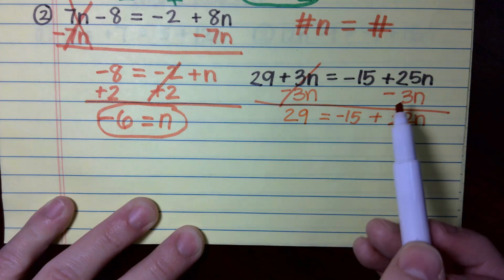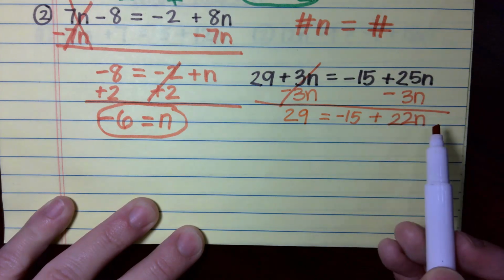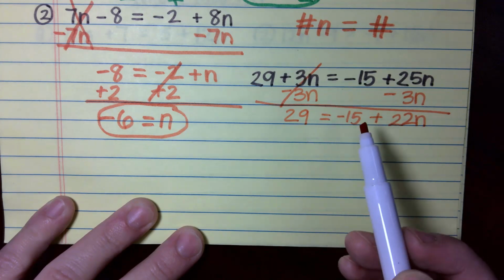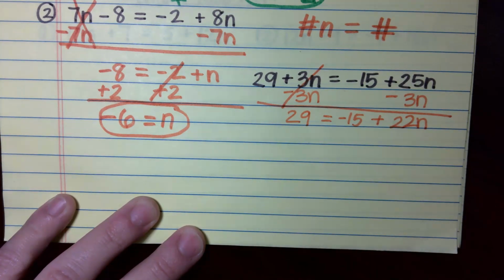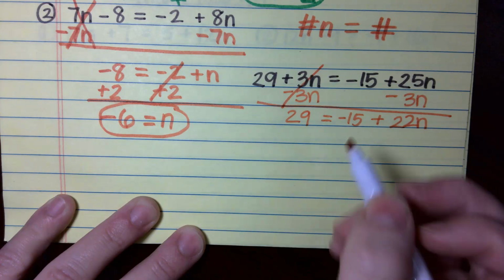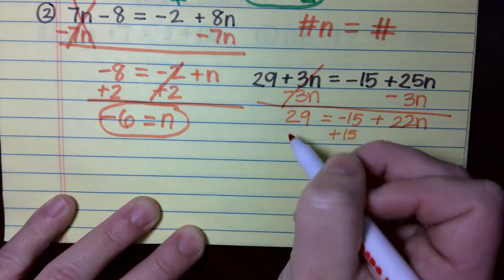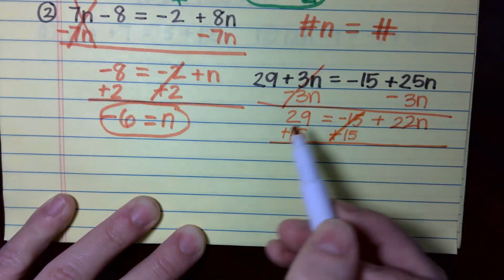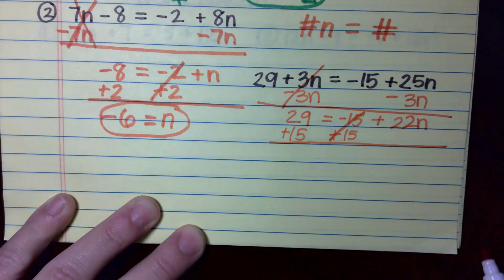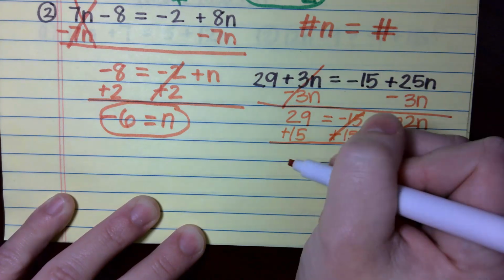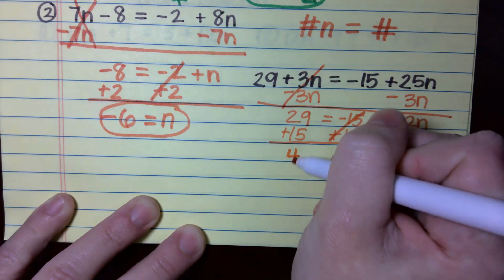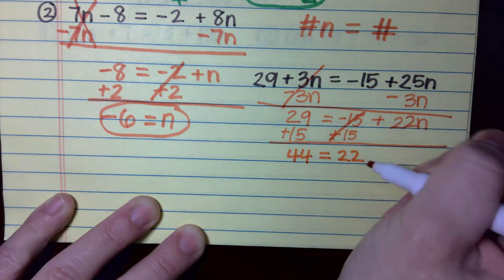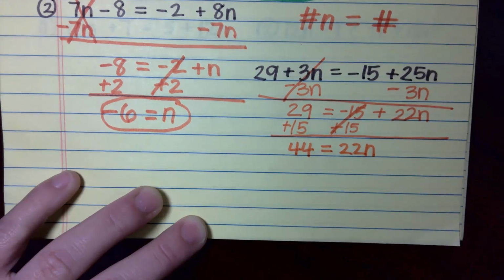Okay, now we have all our n's on the right side. So that means we want to get all our non-n's, or all our regular numbers, on the left side. I would do plus 15. Yeah, let's do plus 15 on both sides. All right, that's going to cancel. What is 29 plus 15? 44. So now I have 44 equals 22n. Now what do I do?